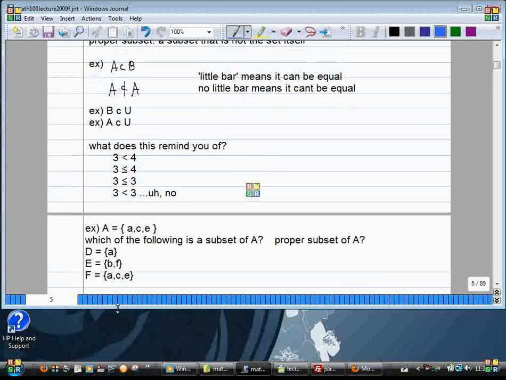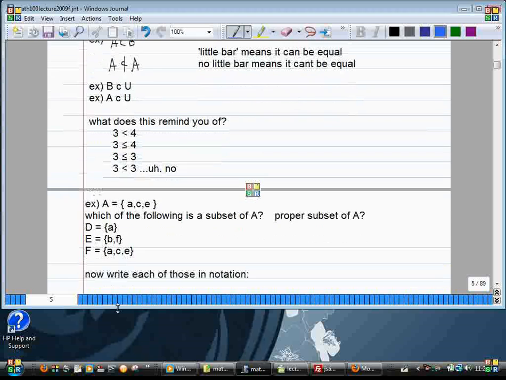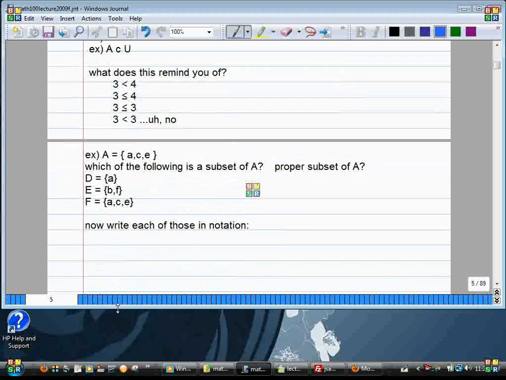Yes, like let's say one of them was a C and an E. It would have been a proper subset. Yes. All right. So now, all those things that we said about these being subsets and proper subsets or not, how do we write down all those things in the proper notation?